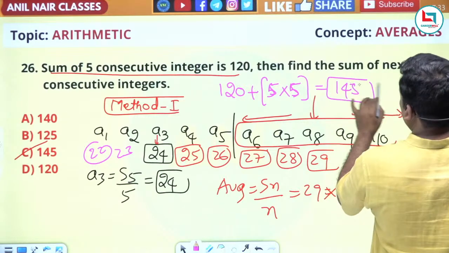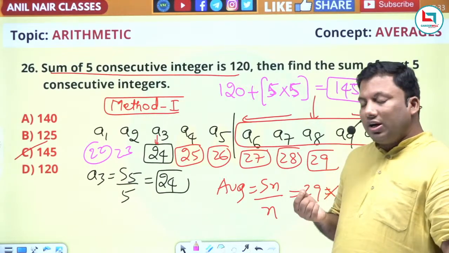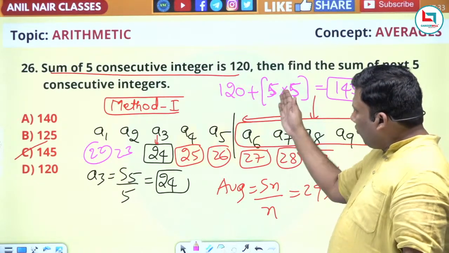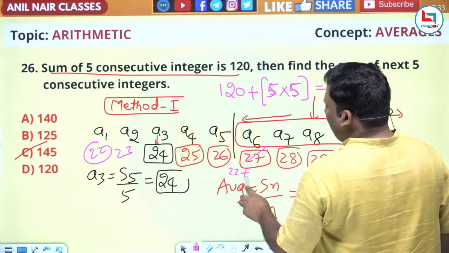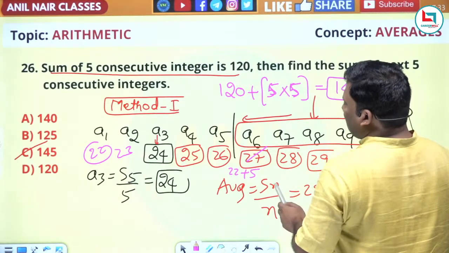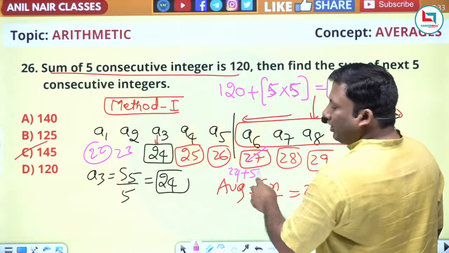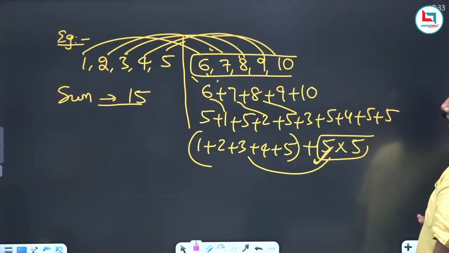You don't need to do any of this. Any student who wants to know why we got these: 120 plus 5 into 5. This can be written as 22 plus 5. This can be written as, I hope it is clear, right? 24, 22. You write in the same way, you will get the answer. I hope the idea is clear.